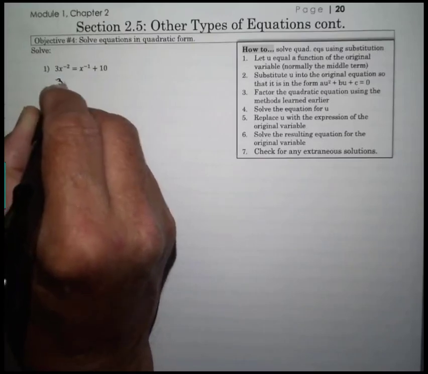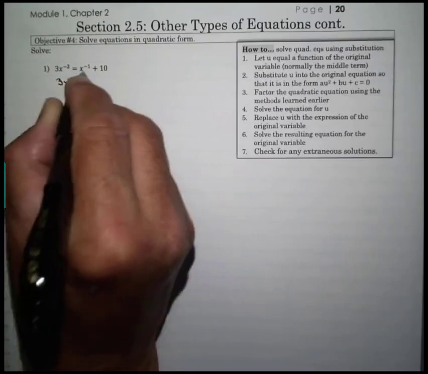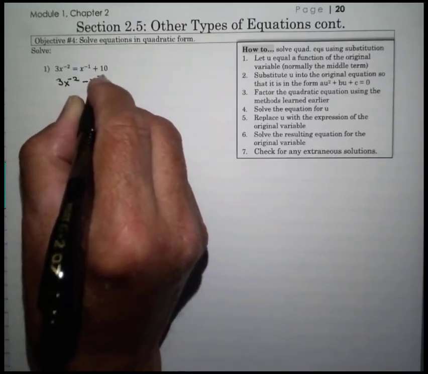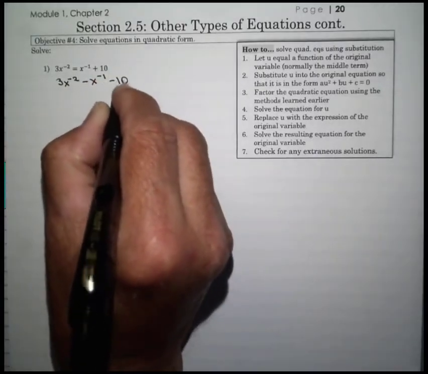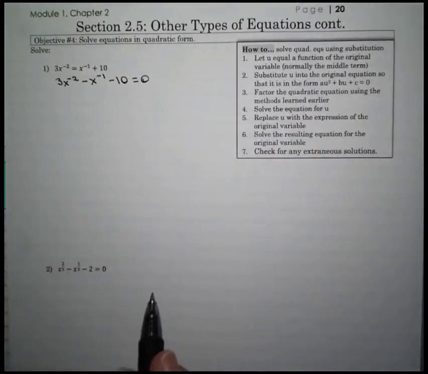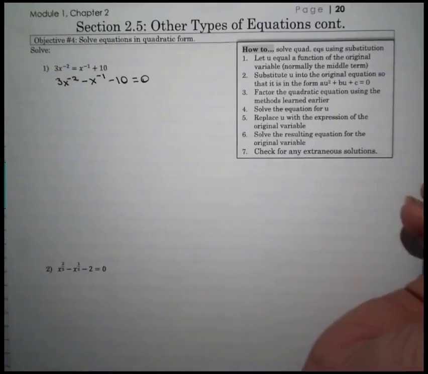So we're going to say 3x to the negative 2, and I'll subtract this negative x to the negative 1, and minus 10 is going to equal 0. Now, all I did was get everything over to the left-hand side. I just need it all on one side, so it's in the format of a quadratic.